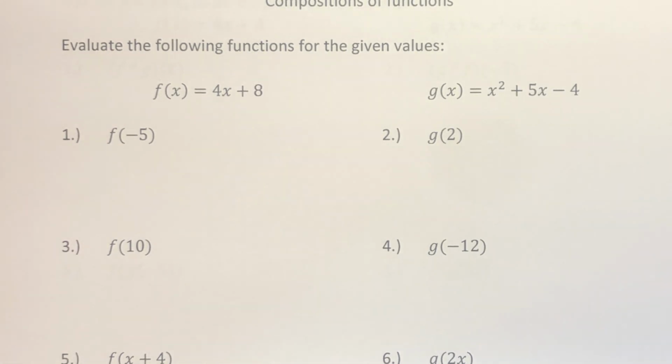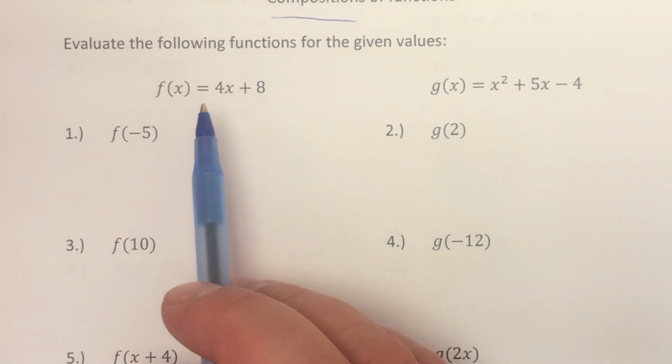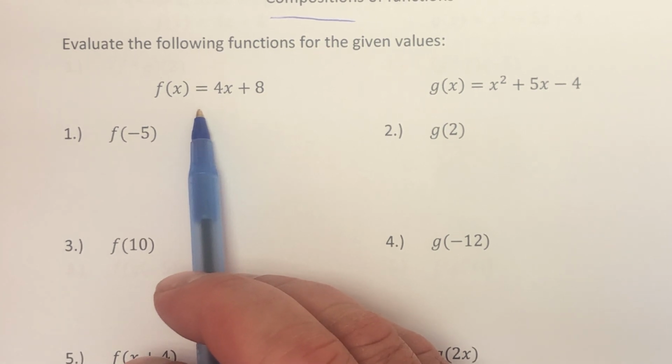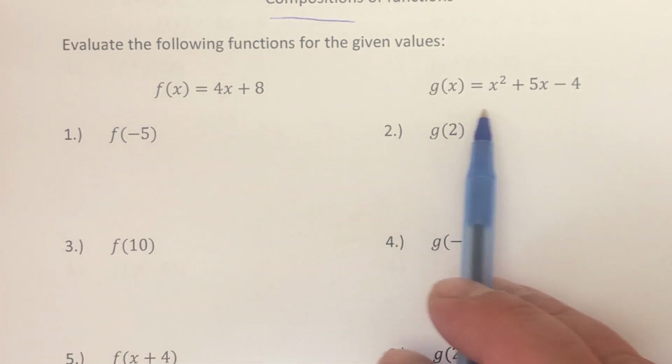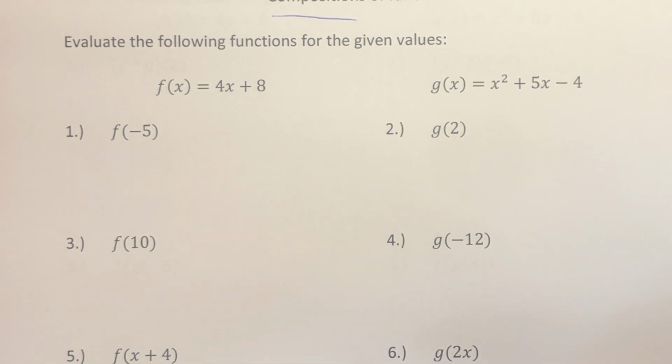All right, in this video, we're going to go ahead and look at compositions of functions. Before I get too much into those, I just want to review evaluating a function. So here I have two functions, f of x, which equals 4x plus 8, and g of x, which equals x squared plus 5x minus 4.